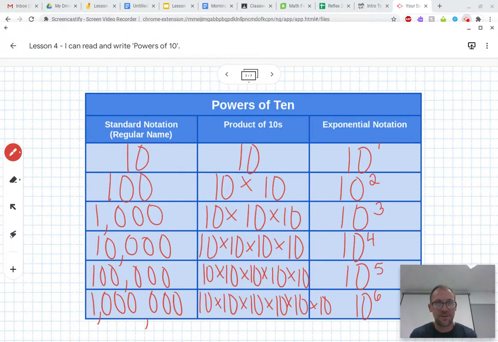All right. Now we're going to do a lot of work with a table like this and problems very similar to this so that we can write powers of 10, whether we write them in standard notation, as products of 10, or in exponential notation. You're going to see all sorts of numbers written in all sorts of ways, and you're going to have to write them in the other ways.